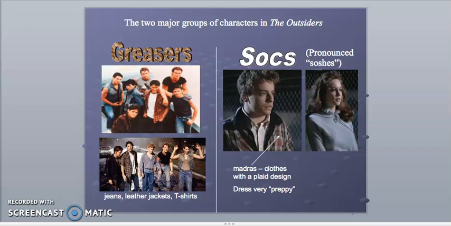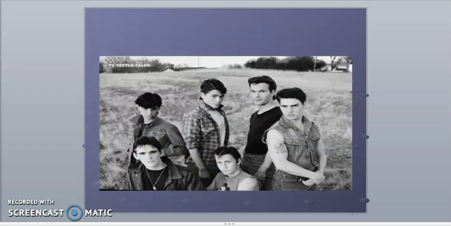On the other hand, we have the socs, who are extremely preppy. They wear things like madras, clothes with a plaid design. They dress very well. And even though they're doing a lot of the same things that the greasers are doing, they're viewed with a lot more respect. So we see this gap in wealth also creating a gap in respect, which is not a good thing, and it causes a lot of conflict throughout the novel. So this is a picture of the greasers from the movie. These are the actors who played them.